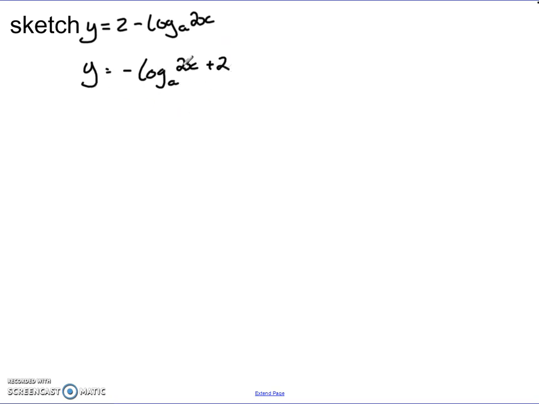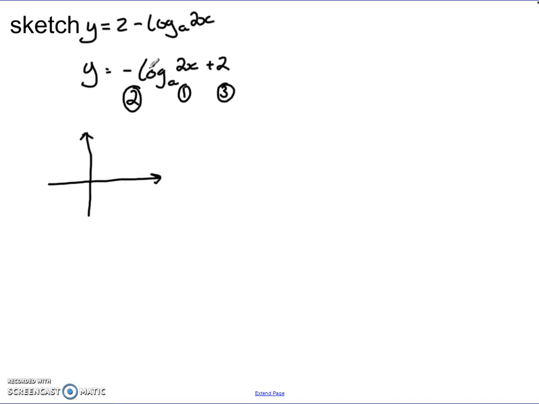Now for this one, we start by looking in here. 2x, so there's my first transformation there. Nothing else there. My second is going to be the negative part, and then my third is going to be the plus 2. So that's 3 different transformations that I've got to do for it.